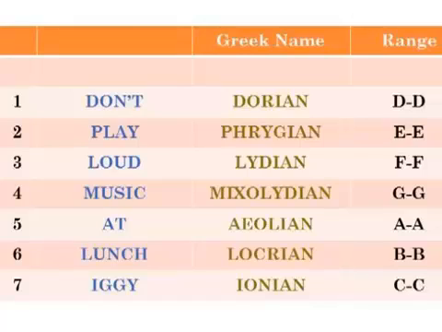Play is Phrygian, E to E. Loud is Lydian, F to F. Music is Mixolydian, and it's G to G. At is Aeolian, A to A. Lunch is Locrian, B to B. And Iggy is Ionian, C to C.